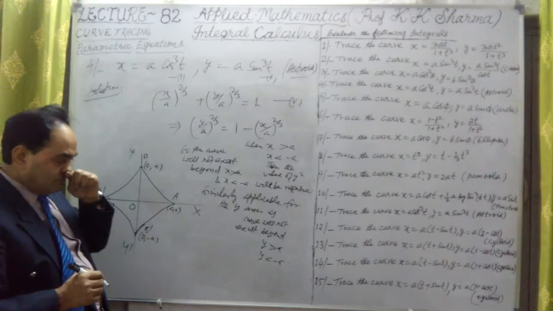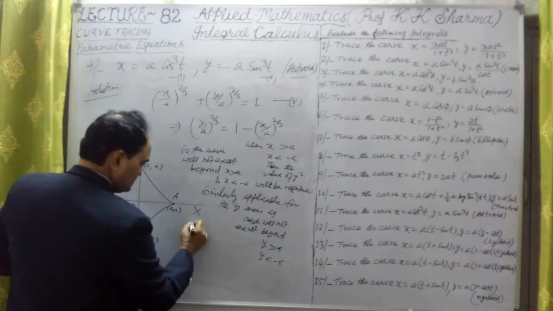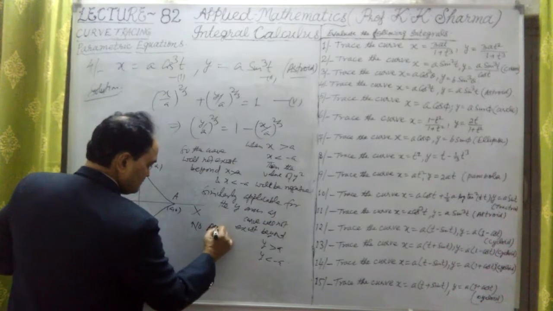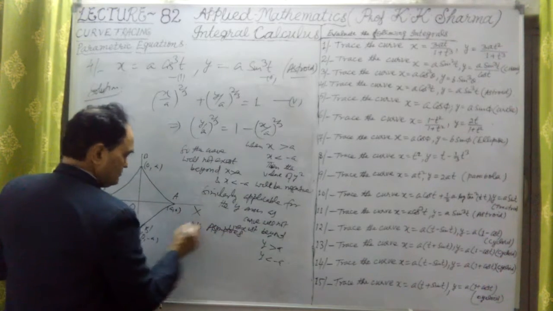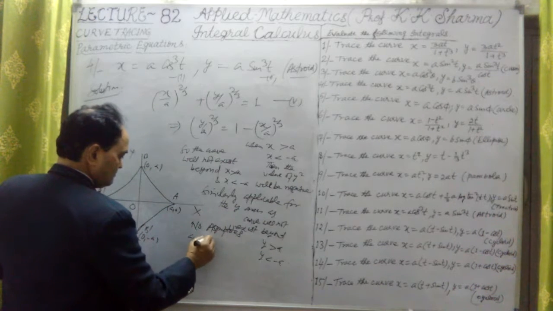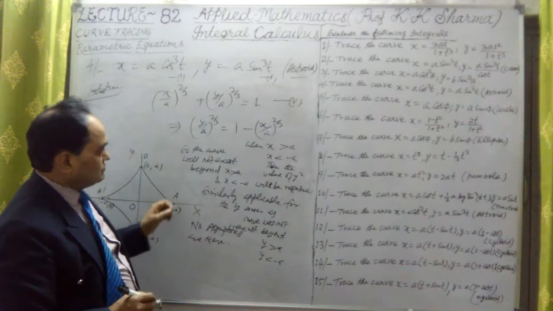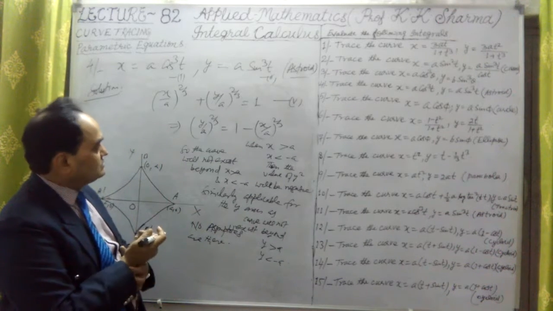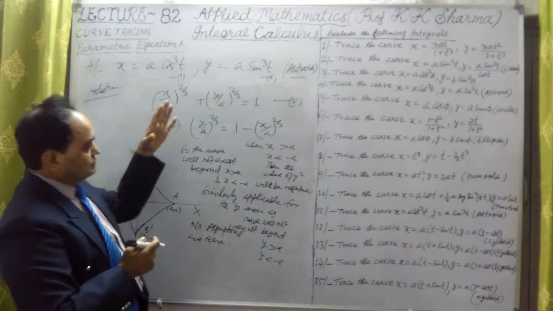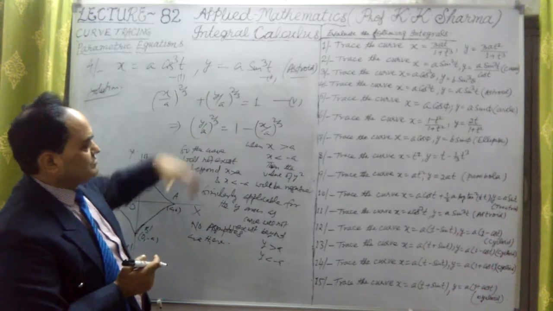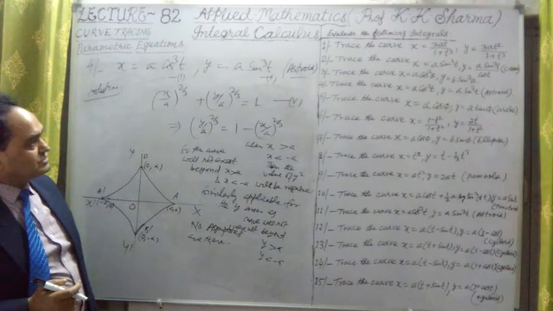Beyond this we cannot go. So this is again a closed figure. No asymptotes will lie here. So this is one of the requirements. The shape of the curve is of this kind. This is known as the asteroid figure. The equation of this is an asteroid. So this is the tracing of the curve of question number 4.